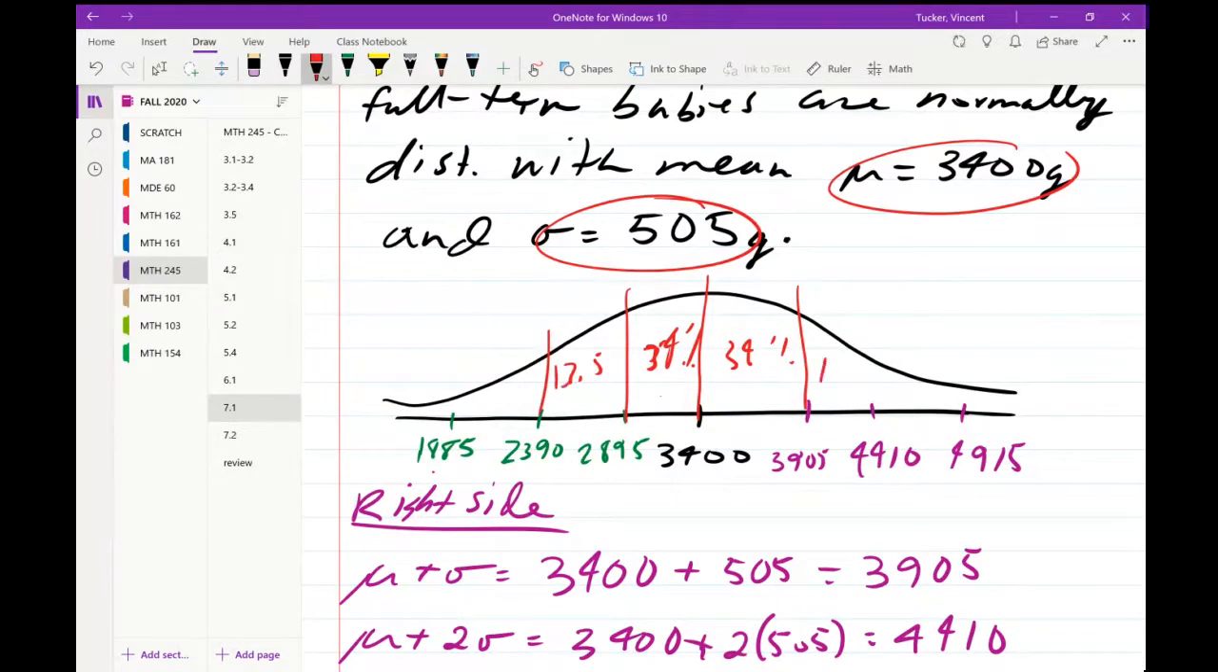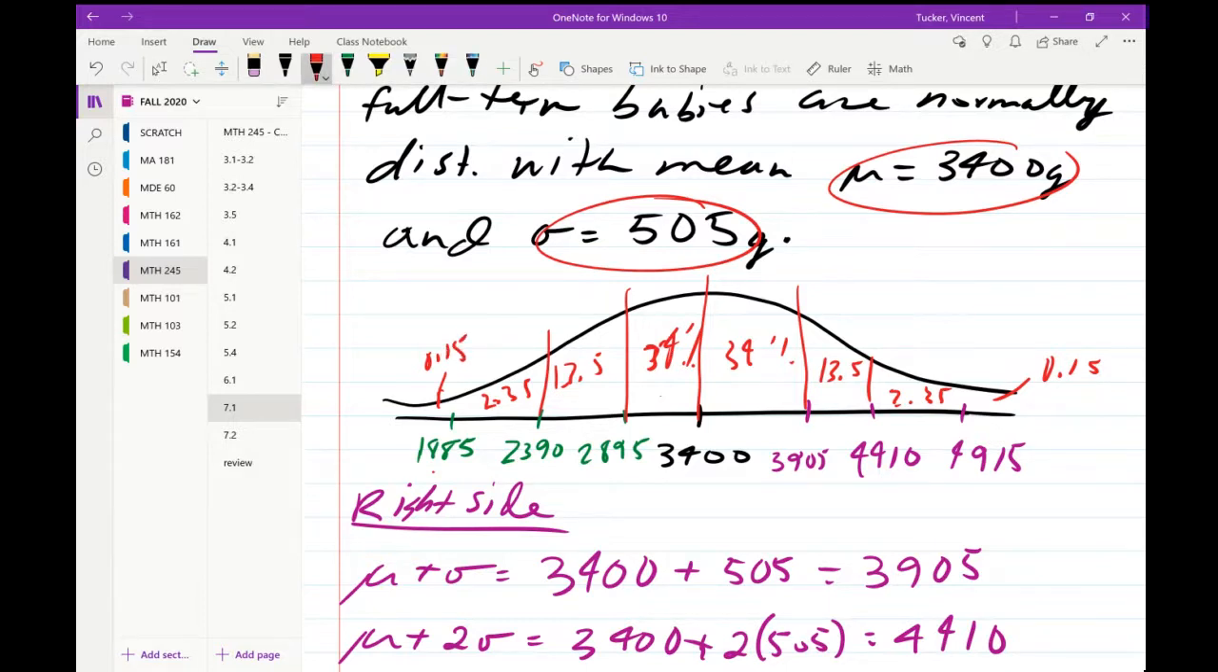13.5 here, 2.35, 0.15. Like I said, those percentages stay the same. Just the numbers on the bottom will change according to what information you have.